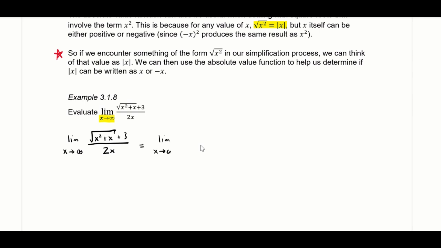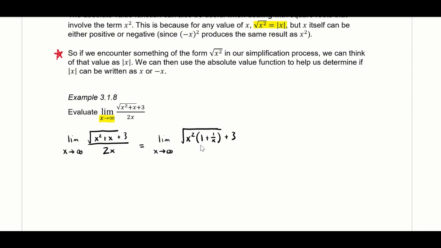Now I'm going to do something here that's a little bit weird, but it's going to help us out in a second. I'm going to factor out an x squared in this square root term, which is going to look kind of strange. So I'm going to still write my square root here, but now I'm going to factor out an x squared. If I factor out an x squared in those terms under this square root, I'm going to be left with 1 plus 1 over x. And then I've got that plus 3.